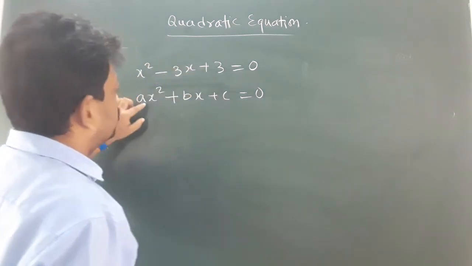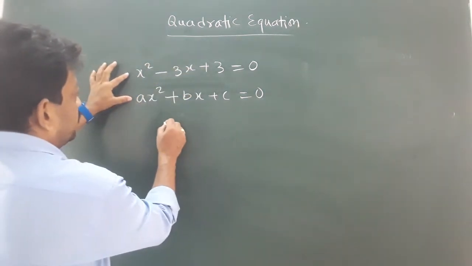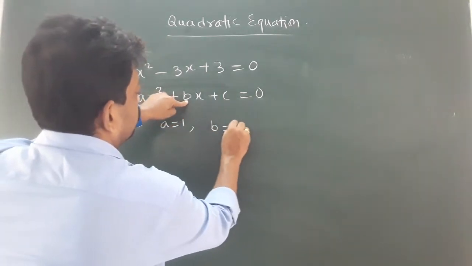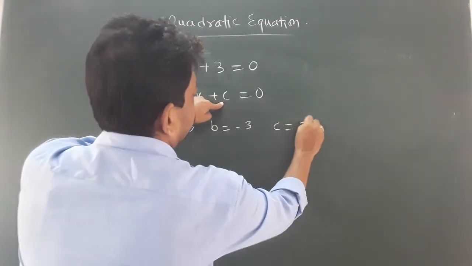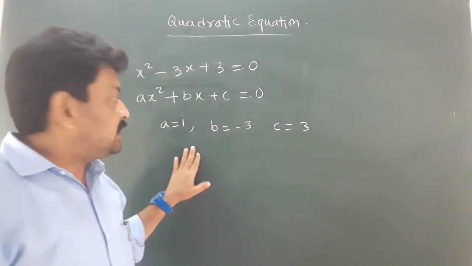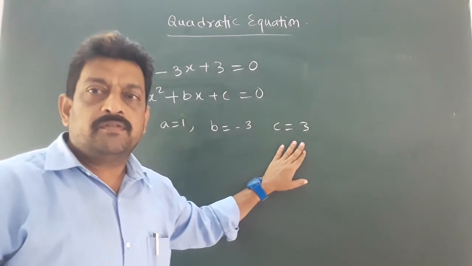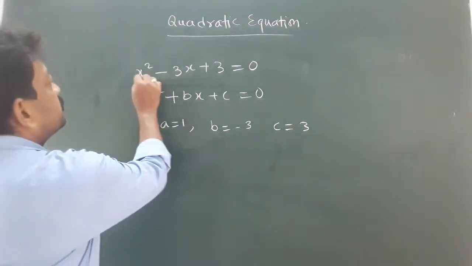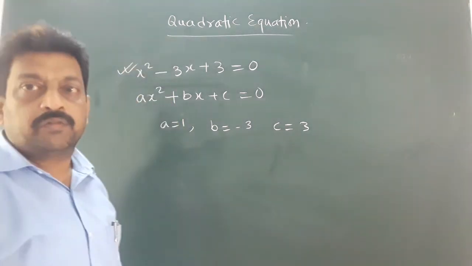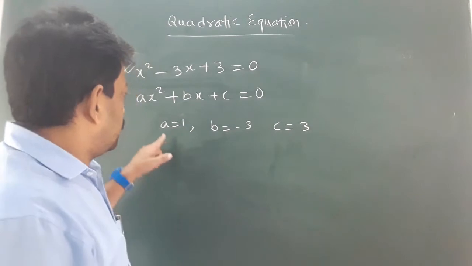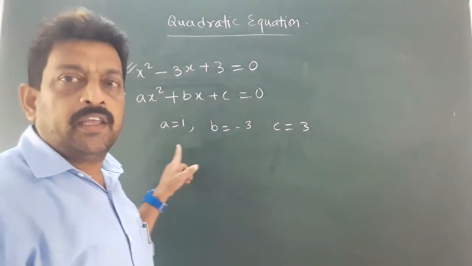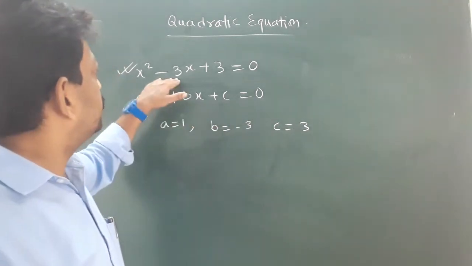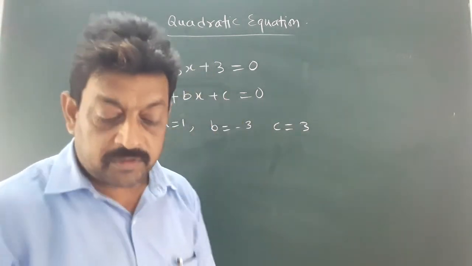this given quadratic equation with the standard form, here we will get a as 1, b as minus 3 and c as 3. So here this a, b and c all are real numbers and a is not equals to 0. So we can say that this given equation is a quadratic equation. Our condition says that a, b, c will be real number and a will not be equals to 0. So this condition is satisfied here in this equation. So it is a quadratic equation.